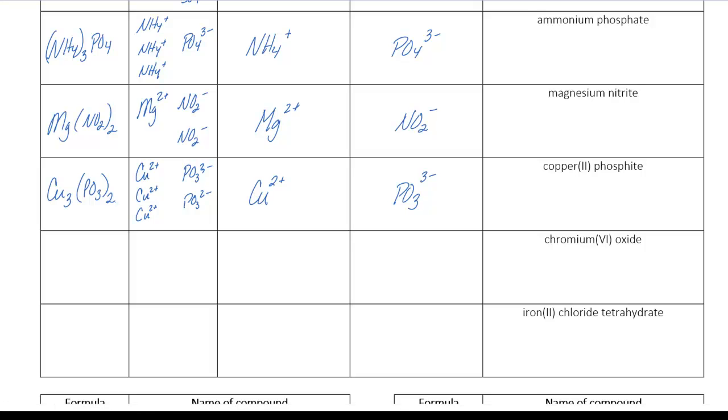In the next compound, we're working with chromium(VI), so that's going to be Cr 6+ and oxide 2-. In order to balance charges, we can see that for every 1 chromium 6+, we are going to need 3 oxide ions to balance.